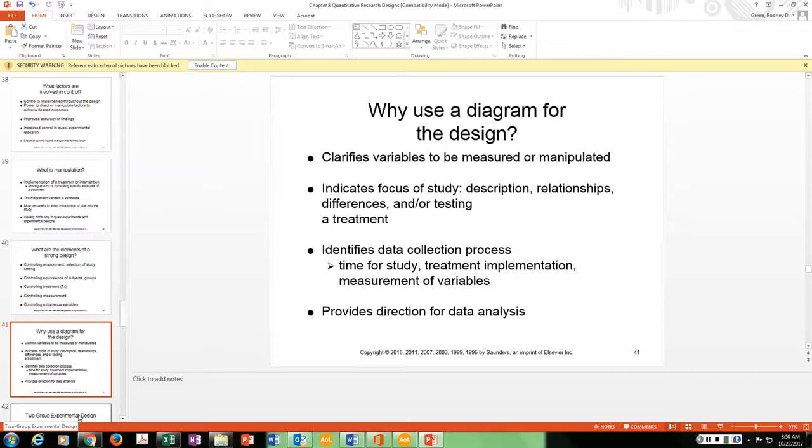Why use a diagram for the design? The diagram clarifies variables to be measured or manipulated. It indicates the focus of study, the type of study that's being done. It identifies the data collection process, the time for the study, the treatment implementation, and the measurement of the variables, and it provides direction for data analysis.